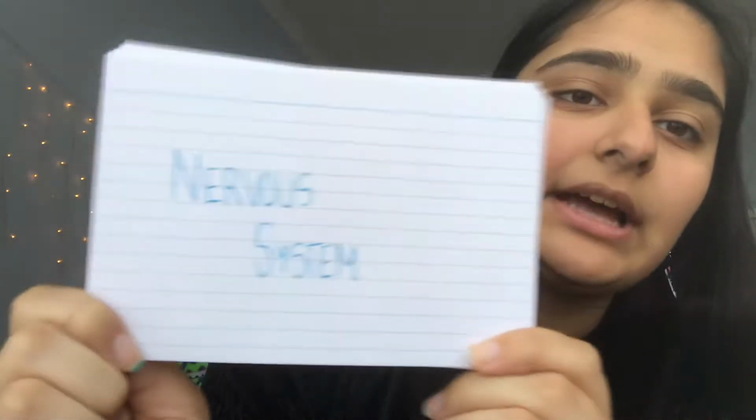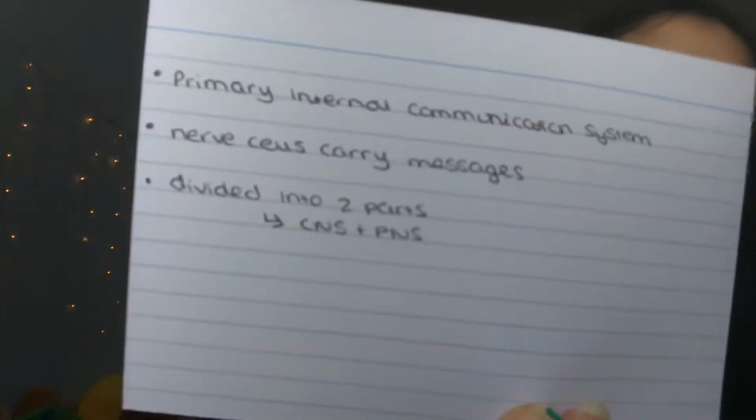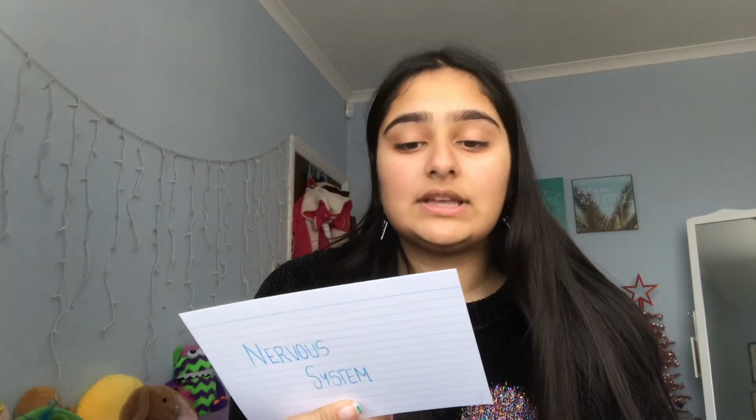For example here, I'm gonna show you guys some of mine. So this is for psychology. On here it says nervous system, so obviously I haven't written a question like what is the nervous system, but on the other side it's literally just 3 tiny bullet points which would trigger my memory of what it is. It says primary internal communication system, nerve cells carry messages, divided into 2 parts. So that should hopefully trigger everything that I know.